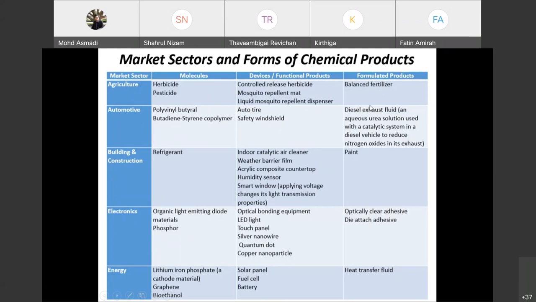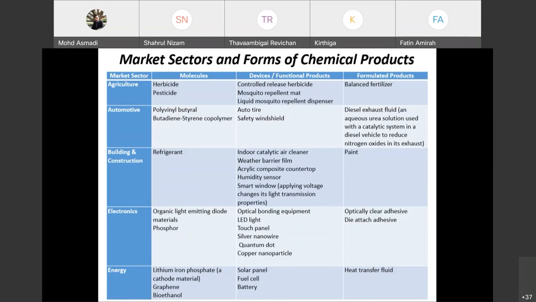Formulated is mainly like, I think you know, right? A device or functional product is more like an air purifier. That one is the functional or device. Formulated is more like lotion, like paint. That one is formulated. The chemical you formulated between different compounds, so you make it as a formulated product.